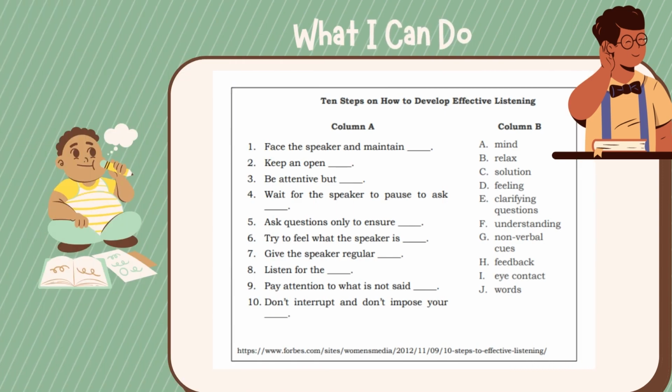All right. So the next one is the 10 steps on how to develop effective listening. So I will be playing an audio, and then all you have to do is to complete the sentence in column A by combining the proper word which is located in column B.